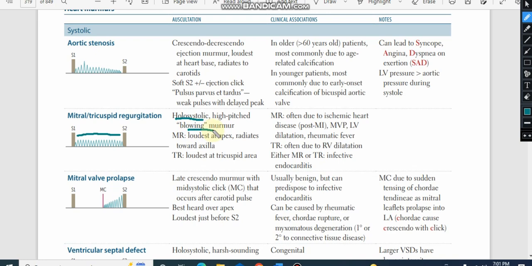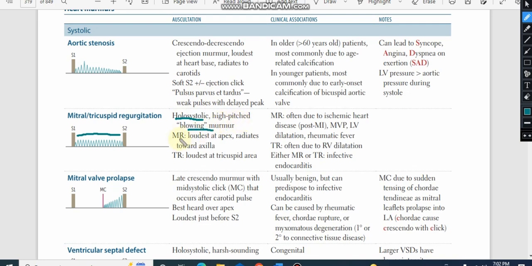You need to know that here it was something you need to mug up, that is crescendo decrescendo, and in case of mitral regurgitation, you need to know it is a blowing murmur that is high pitched. Only three things are low pitched in cardiology. Three sounds are low pitched, which are heard by the bell of the stethoscope. We will learn about it later.